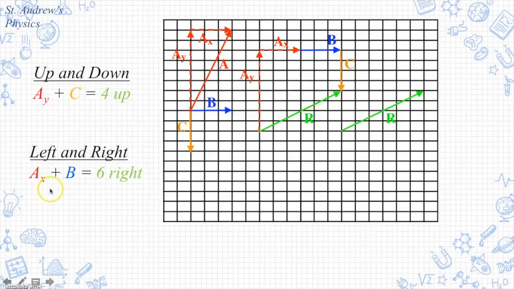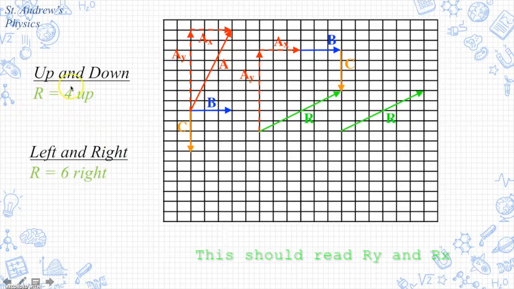The same thing can be said about left and right. I have 3 for my A sub X, and 3 for my blue, and I end with 6 to the right. That tells me that the resultant must be 4 up and 6 to the right, and I end up with a resultant vector that looks like this.